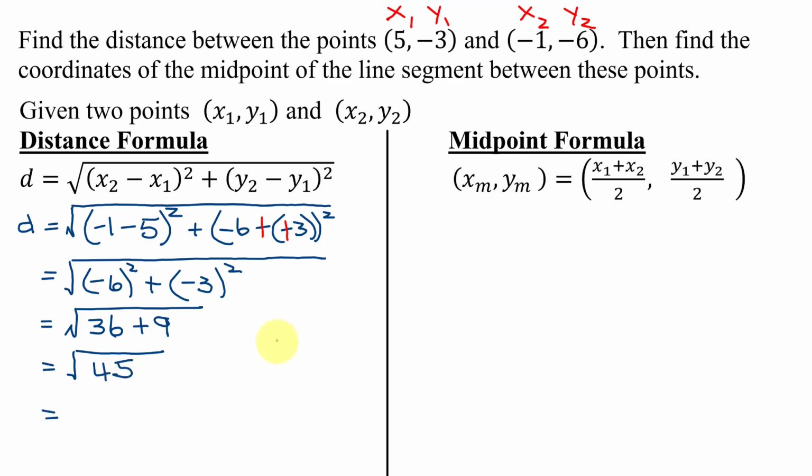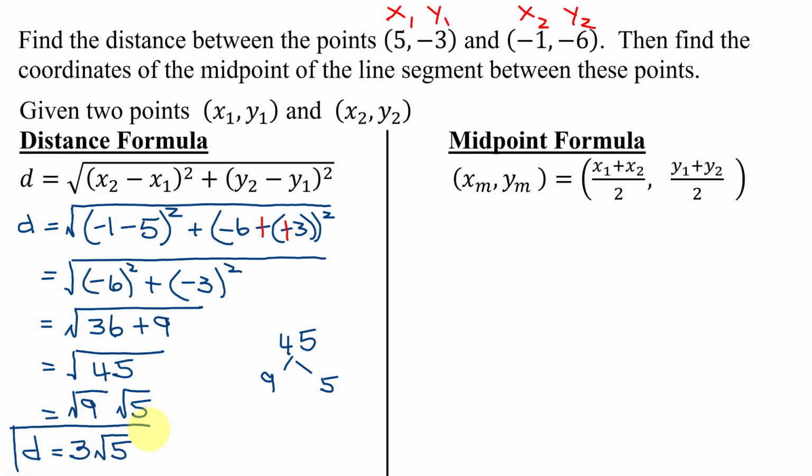Remember, 45, if I want to factor it, one of the factors being a perfect square, it is 9 times 5. So I'm going to get the square root of 9 times the square root of 5. So the distance between these 2 points is the square root of 9 is 3 times the square root of 5. So the exact value for the distance between these points is 3 times the square root of 5.